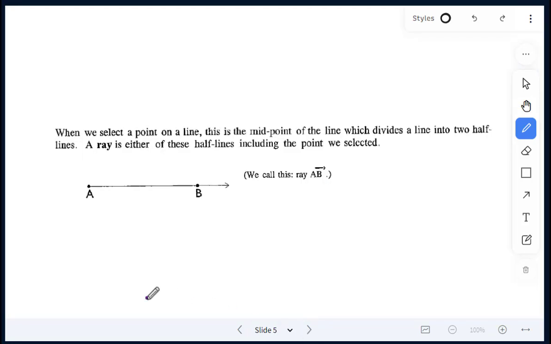This is called a ray. Notice here we have an endpoint on one end, but then it continues on the other end. We can select a point on a line. This is the midpoint of the line, which divides a line into 2 half lines. And then a ray is either of these half lines, including that point we selected. When we write a ray, this is ray AB, and we show it like this: an endpoint on one end and then an arrow on the other end. That means it's going infinitely towards the right.